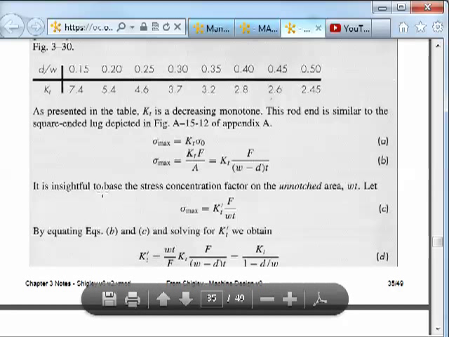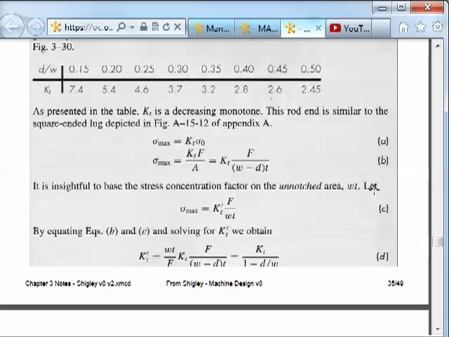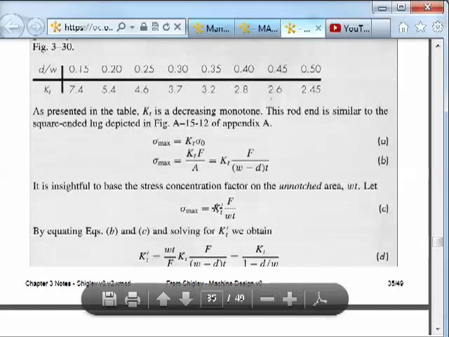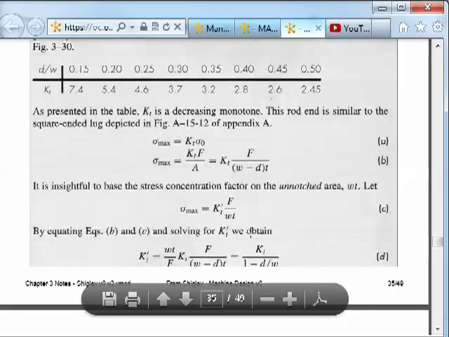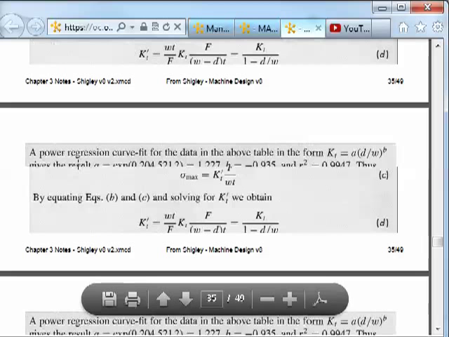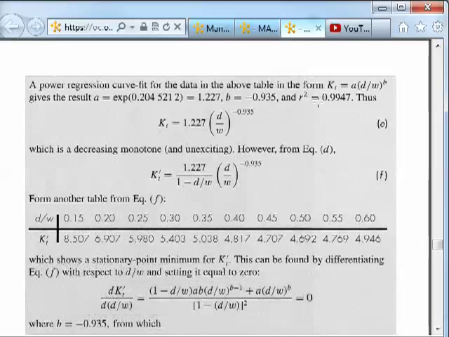So they're saying it's insightful to base stress concentration on the unnotched area. So let's define a new K prime, which is based on F over W times thickness, ignoring the hole diameter. And that K prime might be a better indicator of how the hole messes up the stress situation. And so by setting this sigma max equal to that sigma max, we can come up with this K prime thing as a function of hole diameter, and we can plot it. And that's maybe the interesting part.